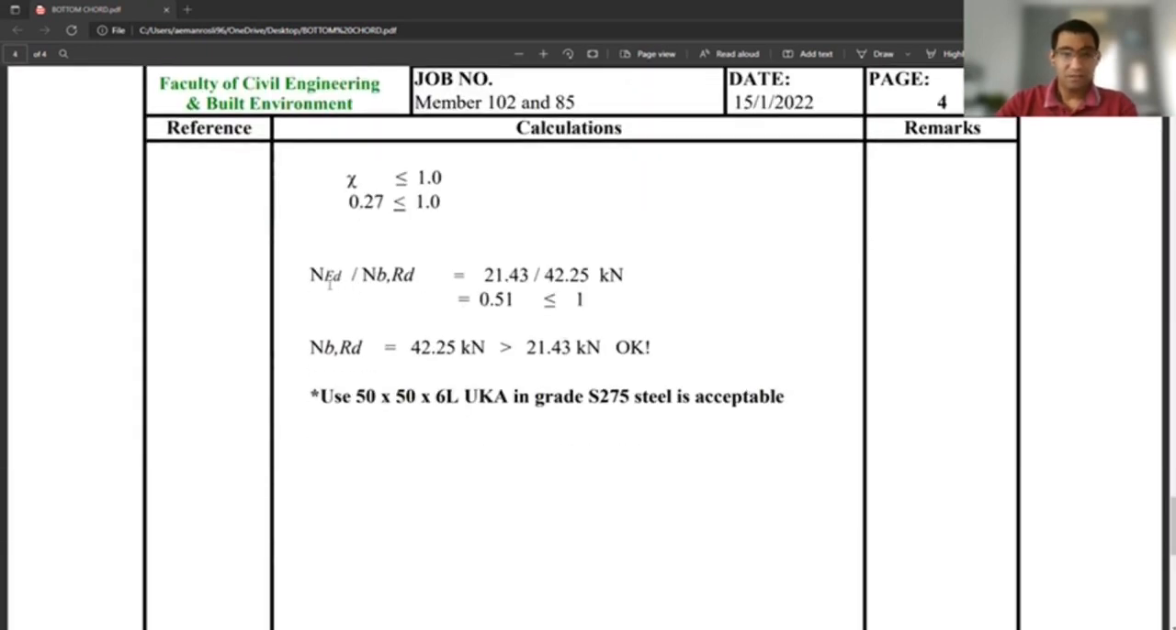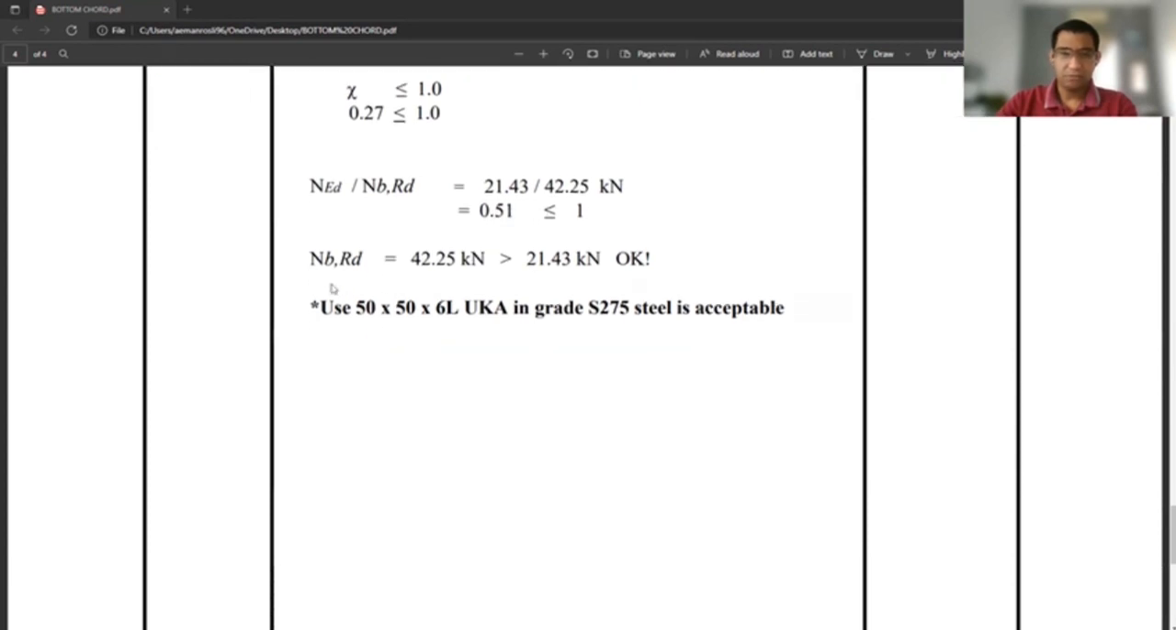And then from the values of NED and NBRD, we divide 21.43 by 42.25 and get 0.51, so it's lower than 1. So we can say that NBRD 42.25 is bigger than NED 21.43, so it's okay to use. We can conclude that our proposed design for the member, with the size of 50 times 50 times CL UKA in grade S275, is still acceptable for our design project. So that's all from me. Thank you.